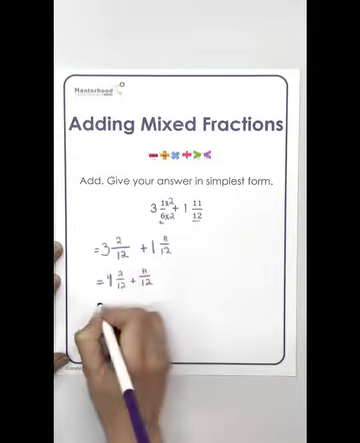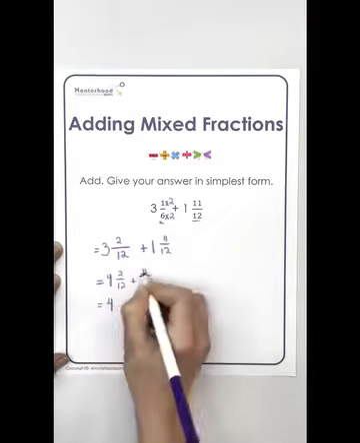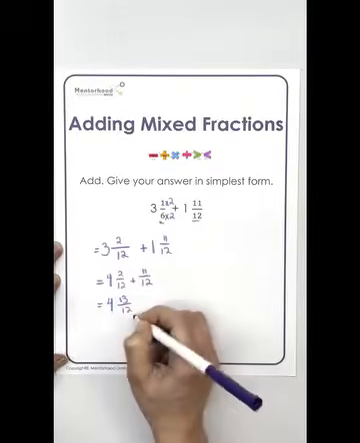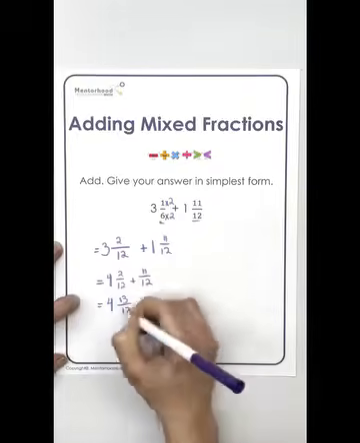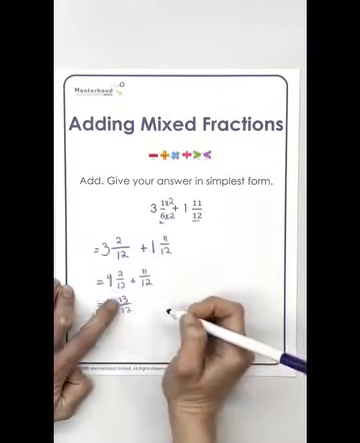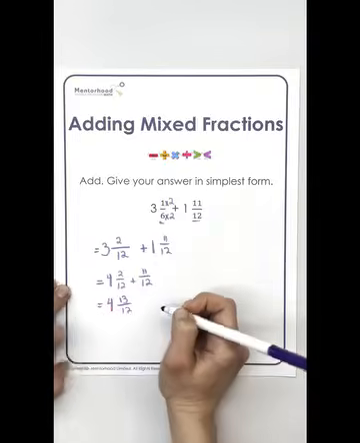Now let's combine our parts. 2 plus 11 is 13. 13 over 12. Now 13 over 12, this, of course, is not in simplest form because 13 over 12, that's 1 whole, 12 over 12, with an extra 1. So that's 1 whole and 1/12.